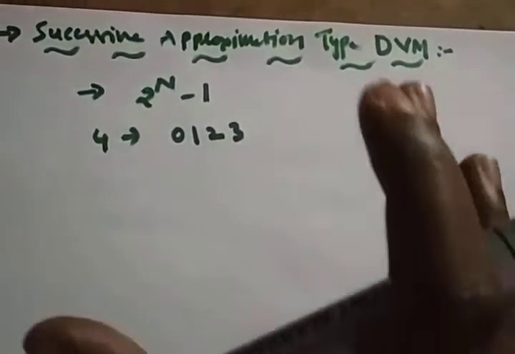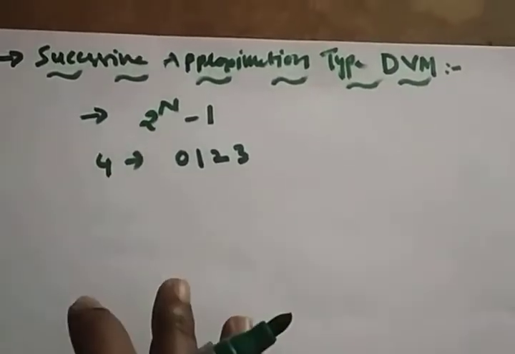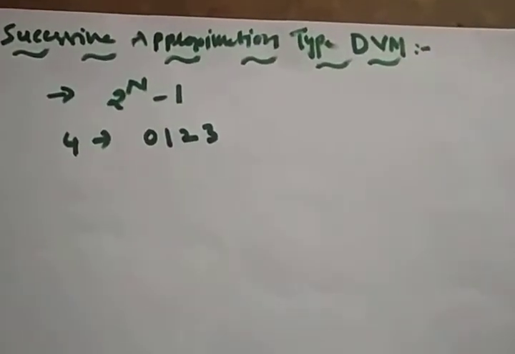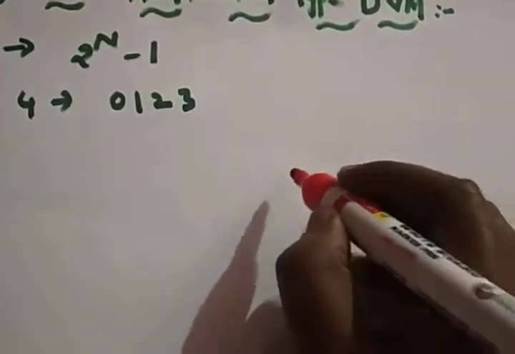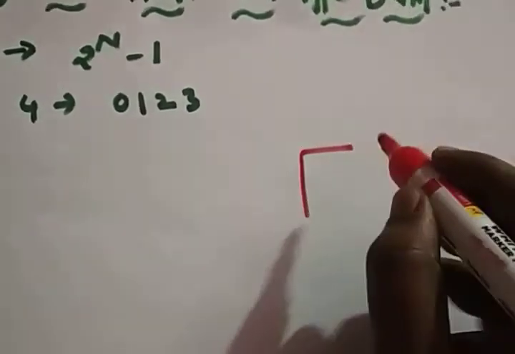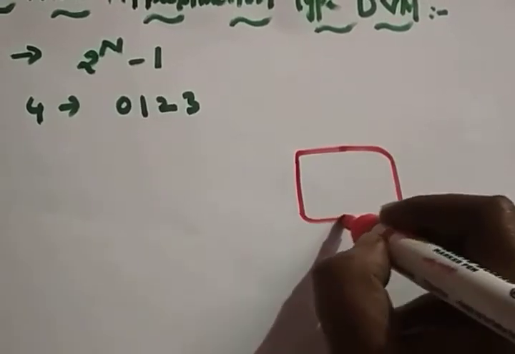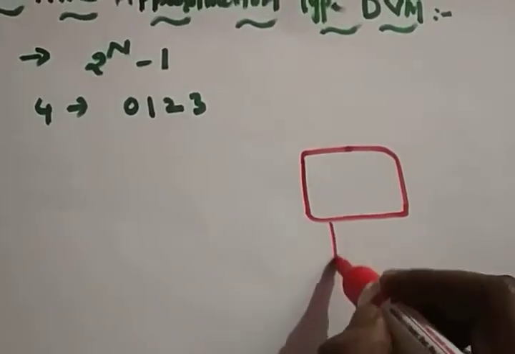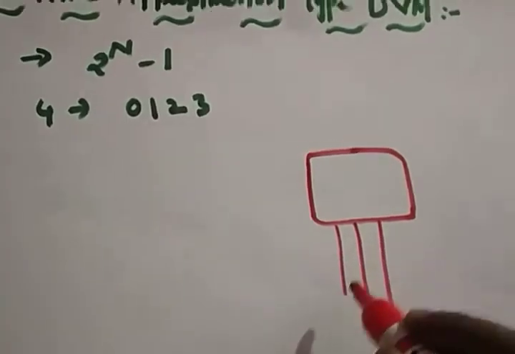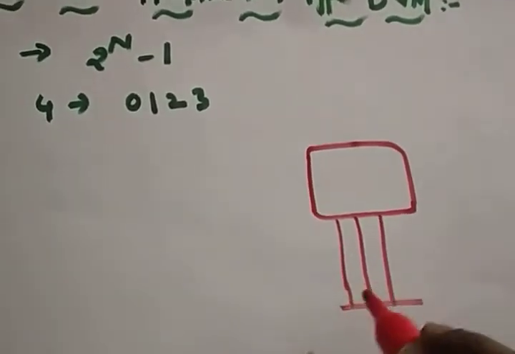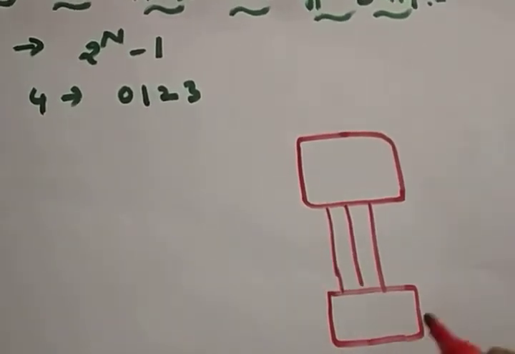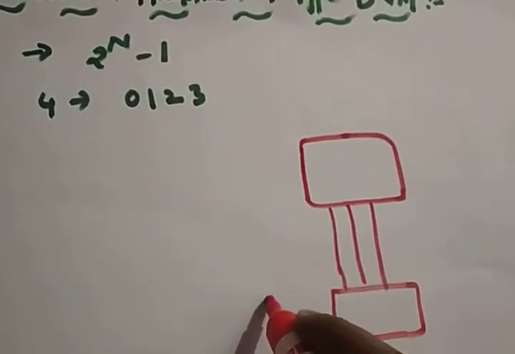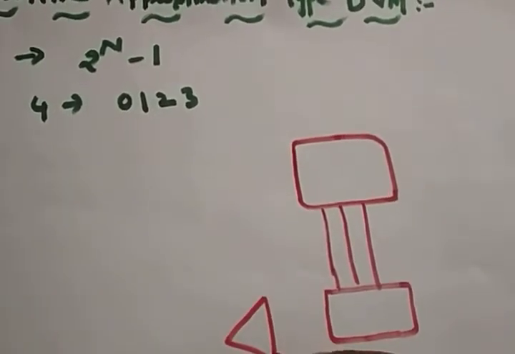Now we'll discuss the block diagram, then the working, and with an example we will finish. Simple. The block diagram is similar to the counter type digital voltmeter, the same pattern that the counter type has.